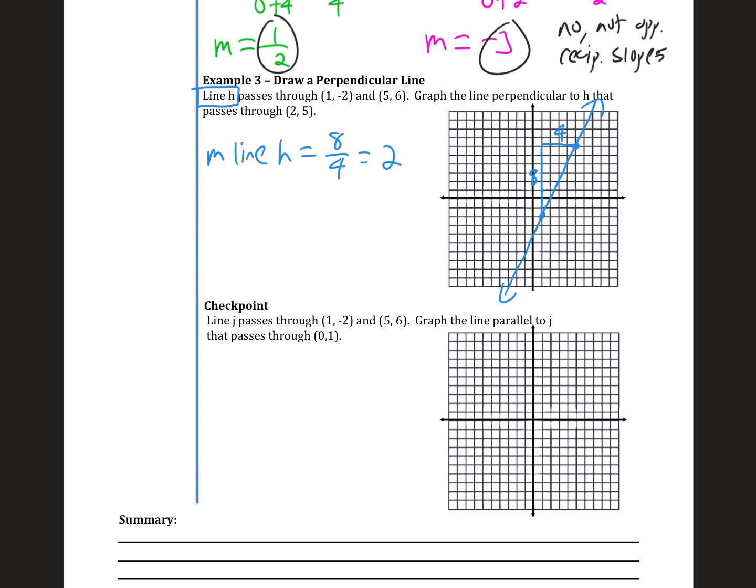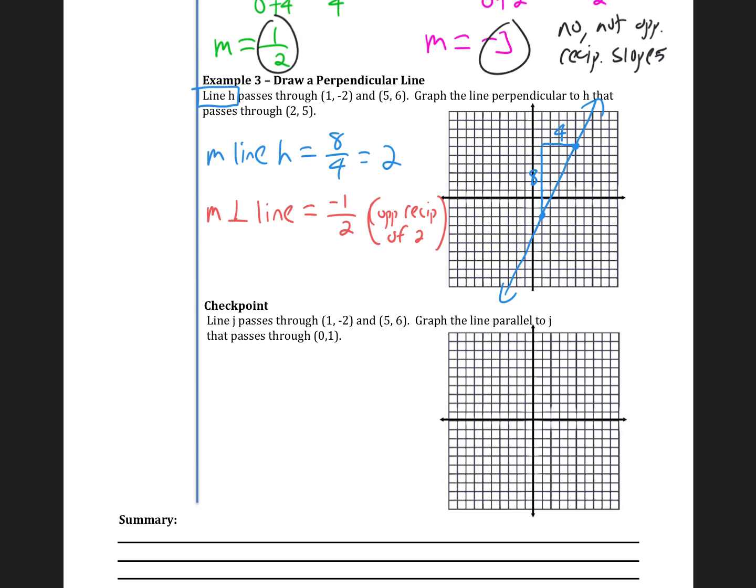So we want the slope of the perpendicular line, m of the perpendicular line, okay? So what does that mean? Is the perpendicular line the same slope or the opposite reciprocal slope? It should be the opposite reciprocal of 2, right? What's the opposite reciprocal of 2? It's going to be negative 1 over 2, okay? I'm going to write op recip of 2. That's where that came from, okay?